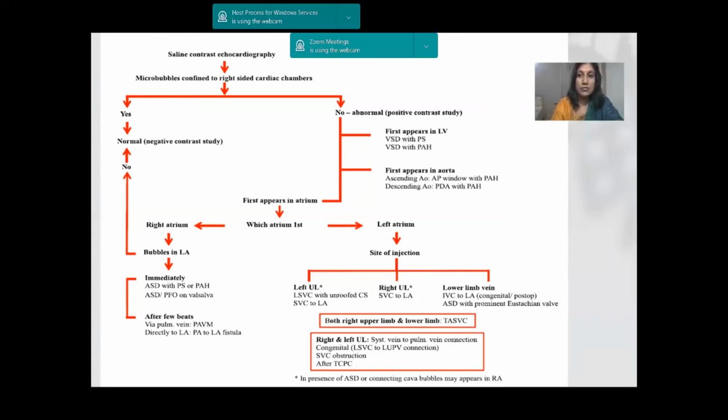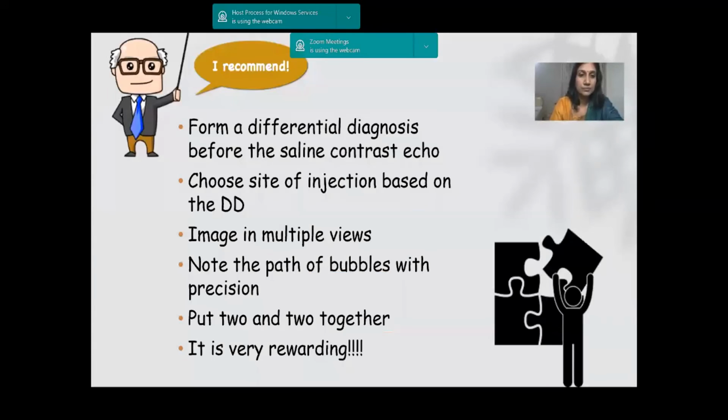If it appears first in the left atrium, there are a handful of conditions like I've shown before: a right SVC to left atrium, left SVC with unroofed coronary sinus, or IVC to left atrium. If the bubbles appear in the right atrium, we have to note the time when they appear in the LA. If it appears immediately, it could indicate an intracardiac shunt. If it appears after a few beats, it could indicate an extracardiac right to left shunt.